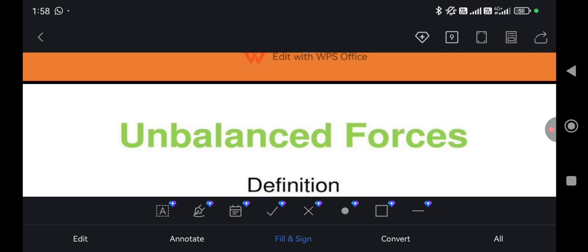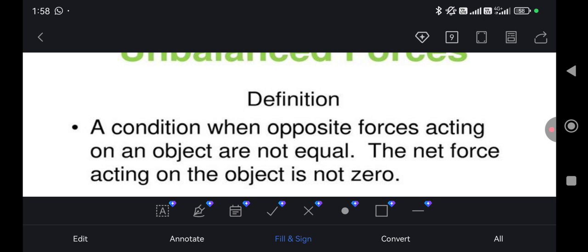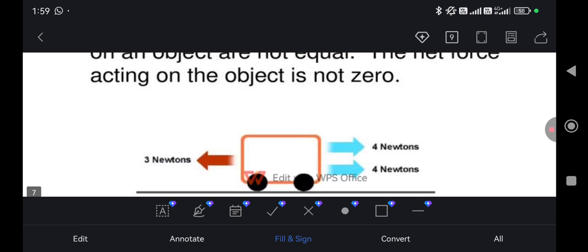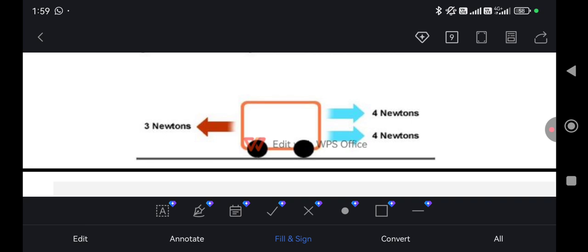Now let's see unbalanced forces. It is a condition when opposite forces acting on an object are not equal. The net force acting on the object is not 0, while the net force in balanced force was 0. Here you see, this is an example of unbalanced force.